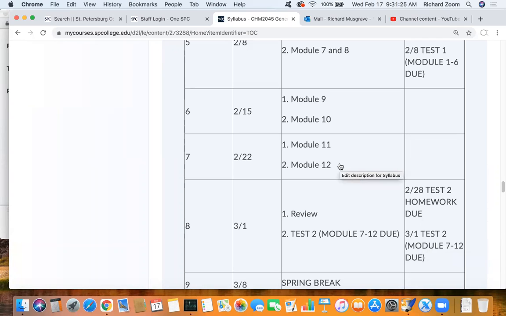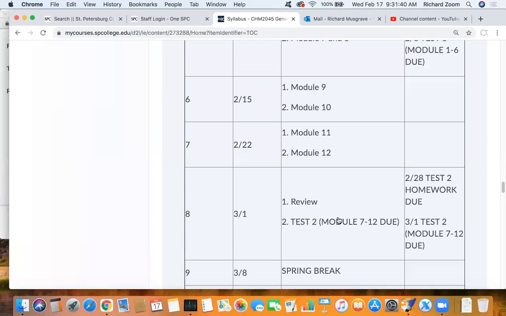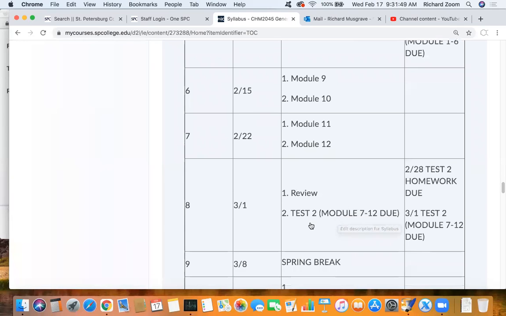All right. So is 3/1 a Wednesday or a Monday? It's a Monday. Okay. I think I might have mixed up these dates here, because I'm meaning to have test two due on the Wednesday before spring break. All right, so I'll adjust those dates. Sorry about that, folks. I think I screwed that up a bit. No, not to worry. So it looks like you'll get an extra couple of days.